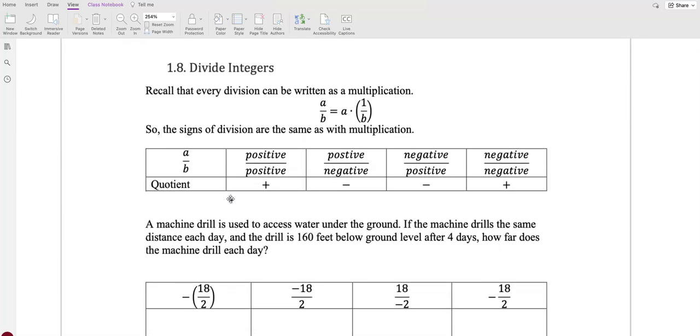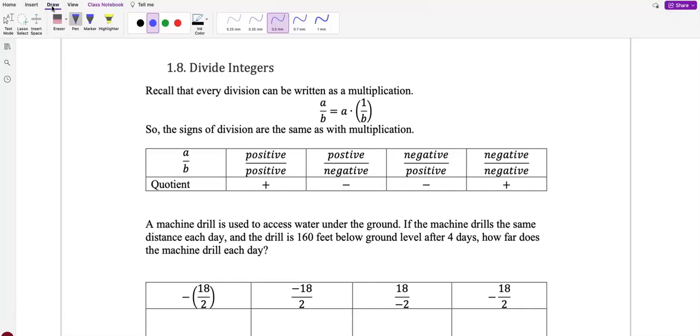Okay, guys, finishing up our Unit 2 here, which is a quick review over some integer issues, or matters of arithmetic with integers. Dividing integers. So remember, every division can be written as a multiplication. If I've got a over b, that's the same as a times 1 over b. So the rules of multiplication are the same as the rules for division.